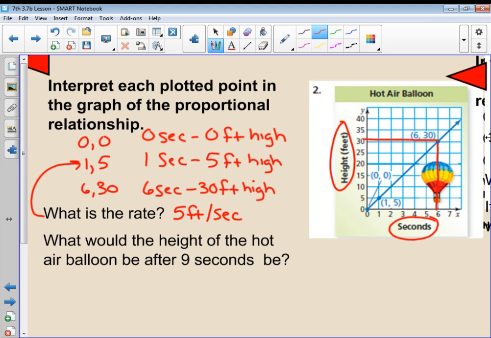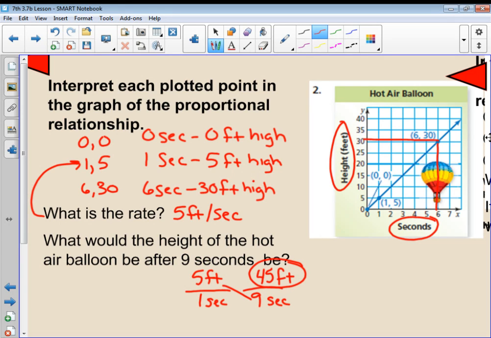What would the height of the hot air balloon be after 9 seconds? So if I use my 5 feet per 1 second, and we want to know after 9 seconds, matching labels, cross multiply, 9 times 5 would give me 45 feet high.